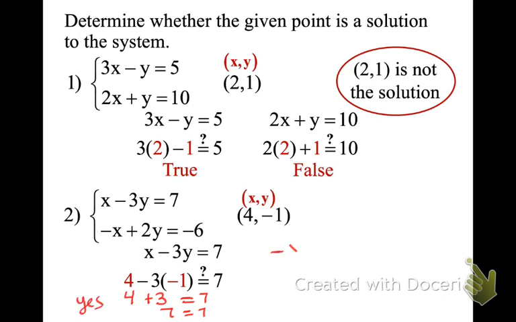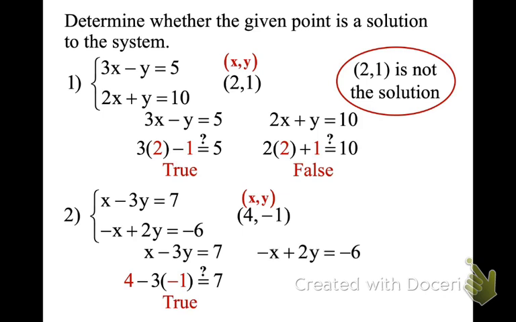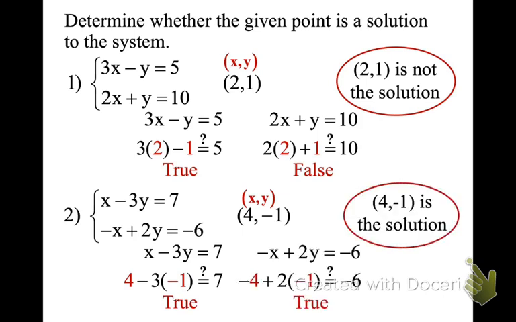I'm going to try the next one. Negative x plus 2y equals negative 6. Negative 4 plus 2 times negative 1 equals negative 6. Negative 4 minus 2, does that equal negative 6? Yes. Negative 6 equals negative 6. Is this a true statement? Yes. So the question is, is this point a solution to this system? Yes, 4, negative 1 is a solution to the system. Notice I'm not using braces because these are ordered pairs. They're not asking me for anything else. So anything else you're answering is not following directions.